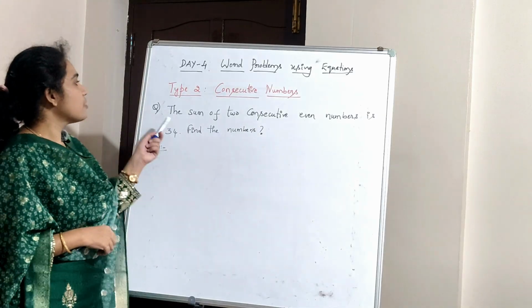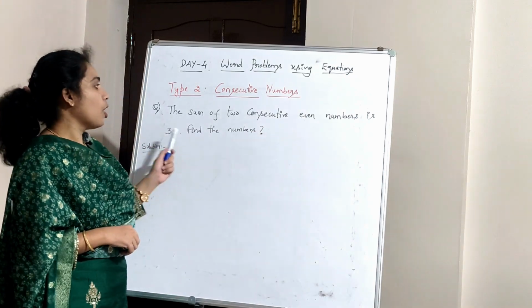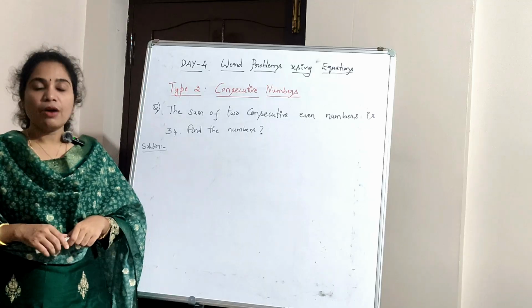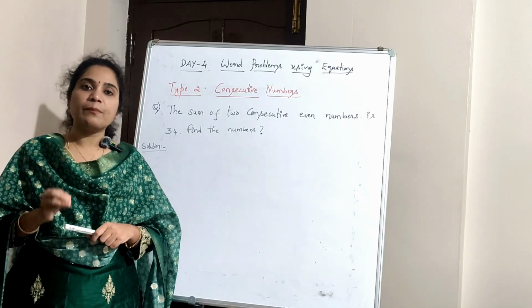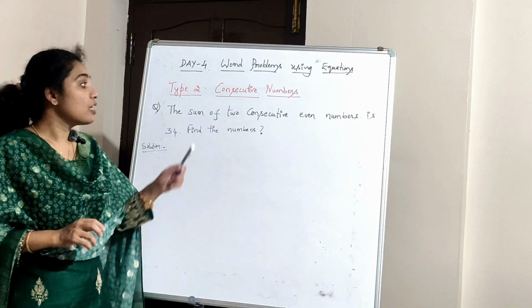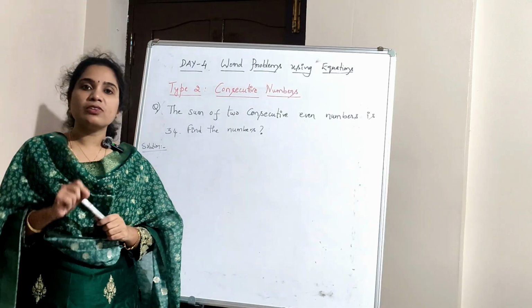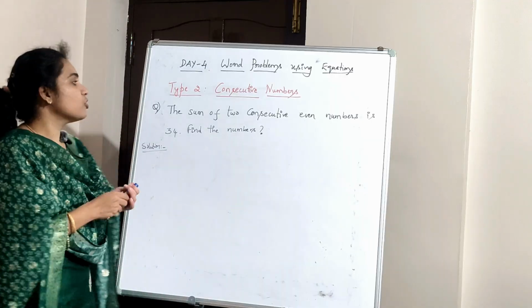The question is, the sum of two consecutive even numbers is 34. Find the numbers. We know what consecutive numbers are. Consecutive numbers means the numbers that are next to each other in order. Okay. Now consecutive even numbers. Even numbers means they will increase by 2.